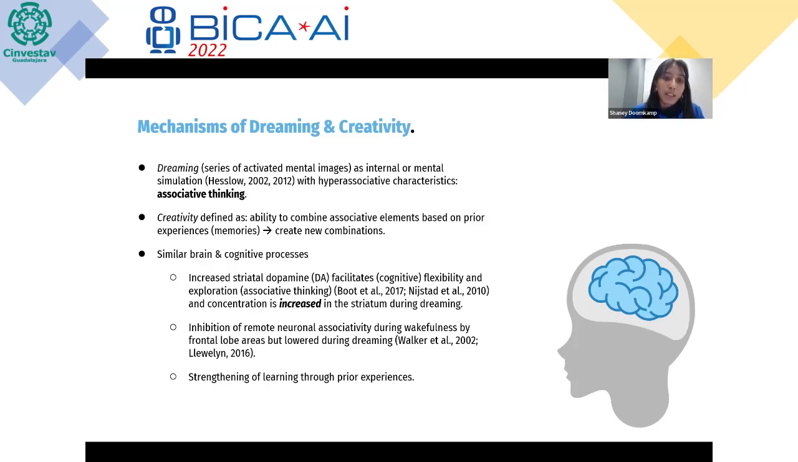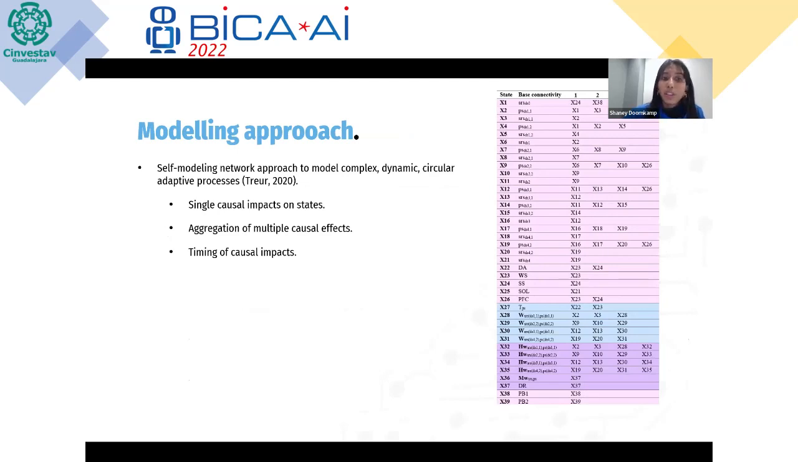With this basis, I will bring you through our modeling approach, which is a self-modeling approach made by Jan Treur, which models complex dynamic and adaptive processes, including single causal impacts, aggregation of multiple impacts, and also the timing of these impacts. Next, on my right, I have my descriptive model, and the pink planes are the base layer, which is just a singular situation where an effect is happening, not really adaptive or dependent on anything else.